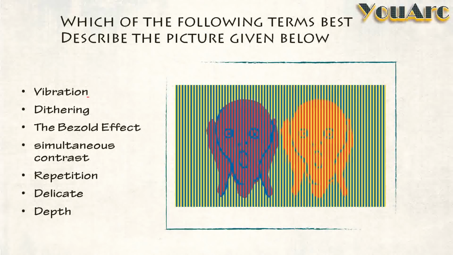Yeah, very minute. Dithering? No, dithering is not happening. Dissolved effect is, what is dissolved effect is change in color is happening here. So dissolved effect is the answer. Simultaneous contrast, yes. Repetition, yes. Delicate, no, this is not delicate. Depth, yeah, but not major. We can say it's vibration.